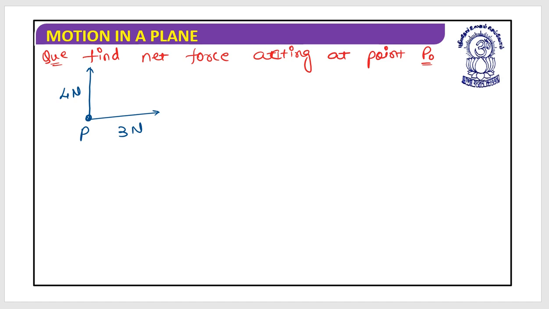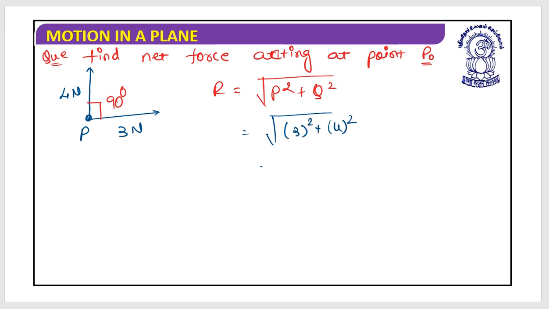So what can I do? First thing, angle between these two is 90 degree. So if the angle is 90 degree, what I can have is R is equal to root of P square plus Q square. If I do this, it's under root of 3 square plus 4 square. So this is 5. So it looks like something like this, that these are the vectors. It's 3 Newton, it's 4 Newton, and my resultant is in this direction.